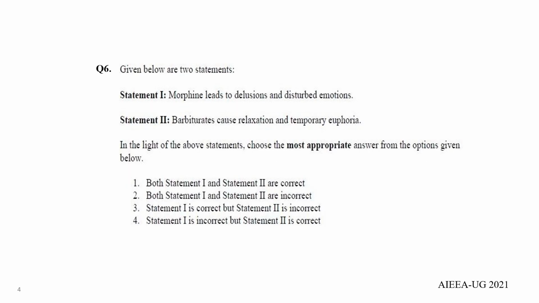Now, question number 6. Given below are two statements, statement 1 and 2. We have to choose the most appropriate answer out of these four. Statement 1: morphine leads to delusion and disturbed emotions. While statement 2 says barbiturates cause relaxation and temporary euphoria. Euphoria, right? So we have to learn the symptoms, right?